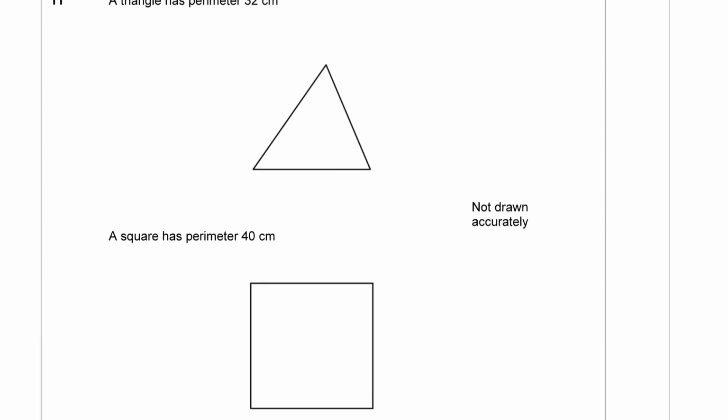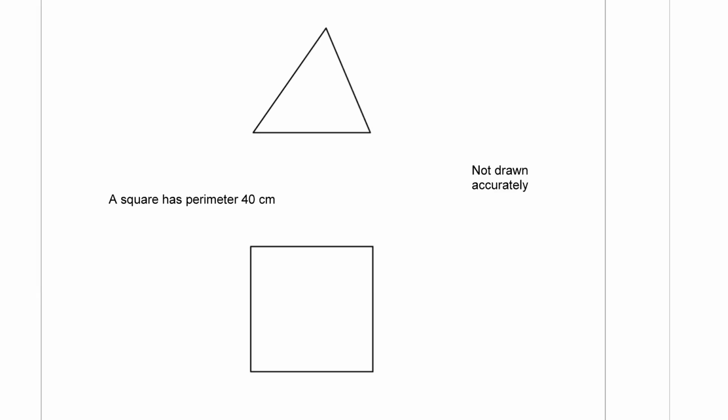Now let's start off with the square because we know most about that. We know because it's a square, it's got 4 sides that are equal in length. Okay, and if I know that the total perimeter of this shape is 40, then I know that each of the sides is going to be 40 divided by 4, which is 10 centimeters each. So that's going to be 10, 10, 10, and 10.